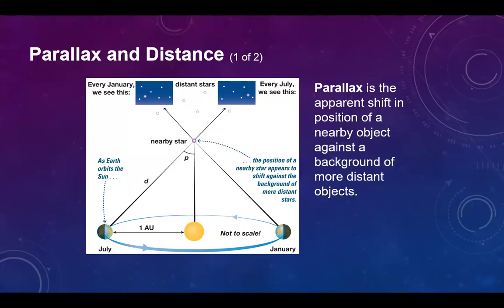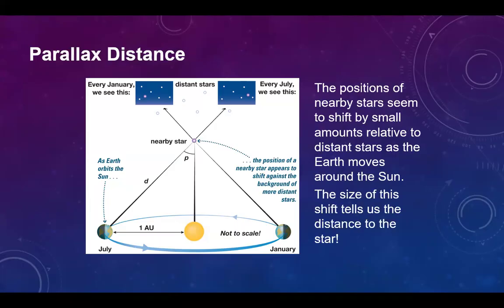of the sky. If we look at the sky, the whole sphere is 360 degrees. 1/60th of a degree is an arc minute. 1/60th of an arc minute is an arc second. So that is a tiny distance. The position of nearby stars appears to shift by small amounts relative to more distant stars as the Earth moves around the sun, and the size of the shift tells us the distance to the star.